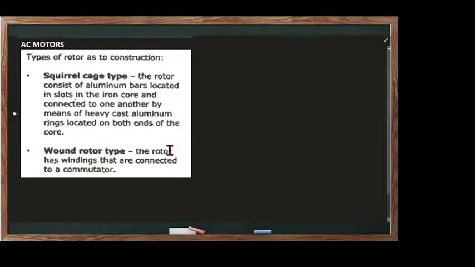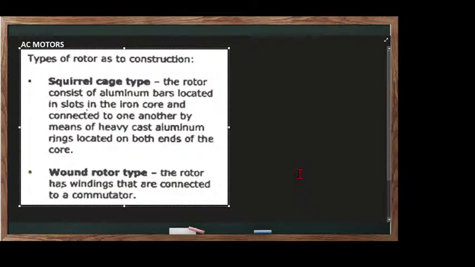Okay. Next, we have squirrel cage type AC motor. So, nandito na tayo ngayon sa AC motor. Okay. So, there are two types of AC motor according to the construction. So, first we have the squirrel cage. So, the motor consists of aluminum bars located in slots in the iron core and connected to one another by means of heavy cast aluminum rings located on both ends of the core. So, para siyang cage ng squirrel or ng hamster. So, kaya tatawag siyang squirrel cage.